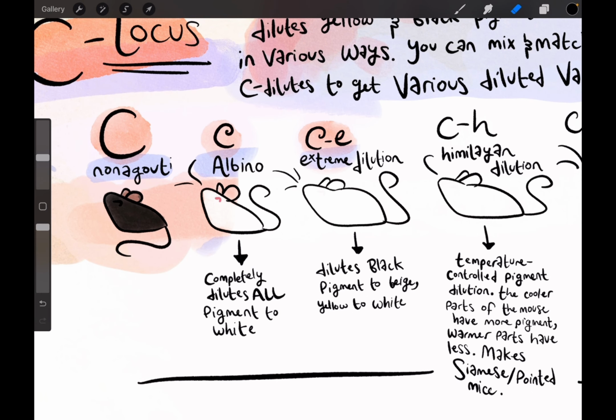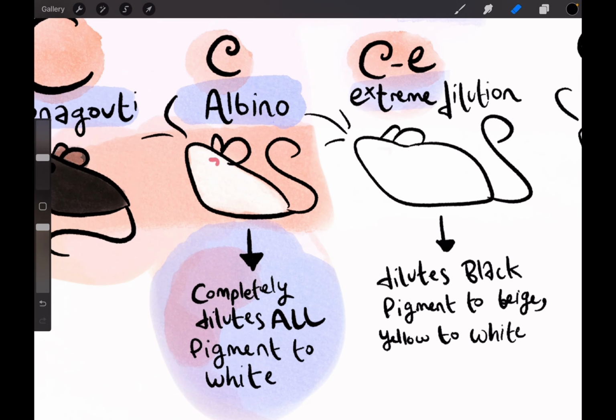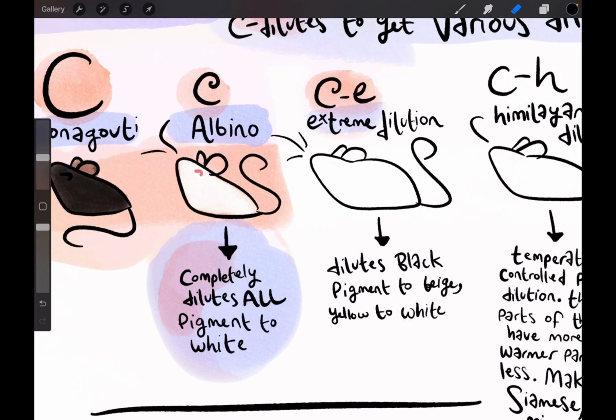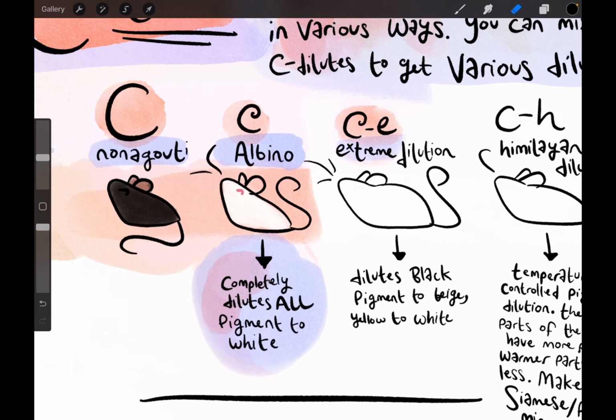First up, the most dominant is albino, and this completely dilutes all pigment to white. So eumelanin, pheomelanin, doesn't matter. It's going to be completely white. Eyes are going to be pink. There's no pigment anywhere. That's your classic mouse that you'll see in feeder bins. A lot of pet stores will have them specifically.